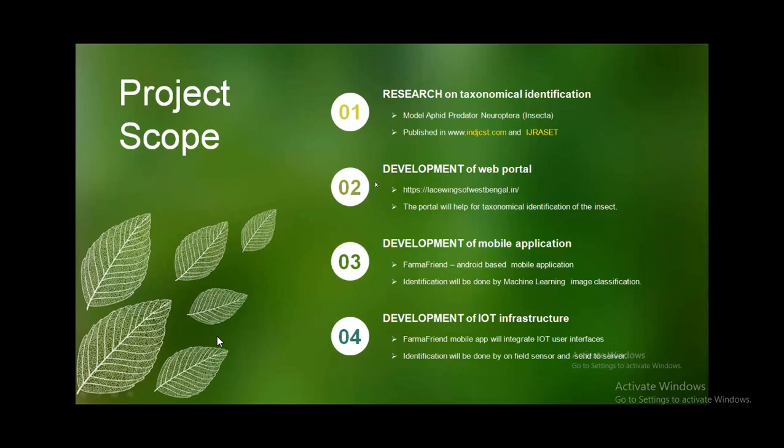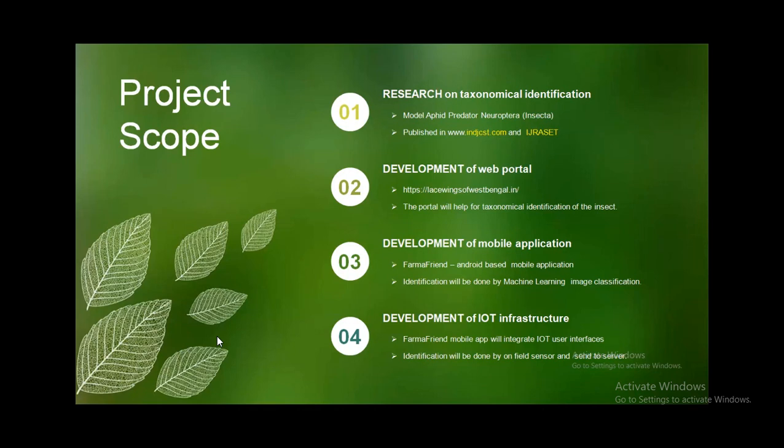In point 2, I developed a web portal, and the web portal is live currently. The name is Lacewings of West Bengal.in. This web portal helps with the taxonomical classification. In the next part, I am developing a mobile application. I'm giving the name as Pharma Print, which will give you the identification process using the mobile camera. If you take a picture with the camera, it will automatically identify whether the insect is good or bad by implementing a machine learning algorithm behind it, image classification, and the farmers will immediately know whether the insect is good or bad.